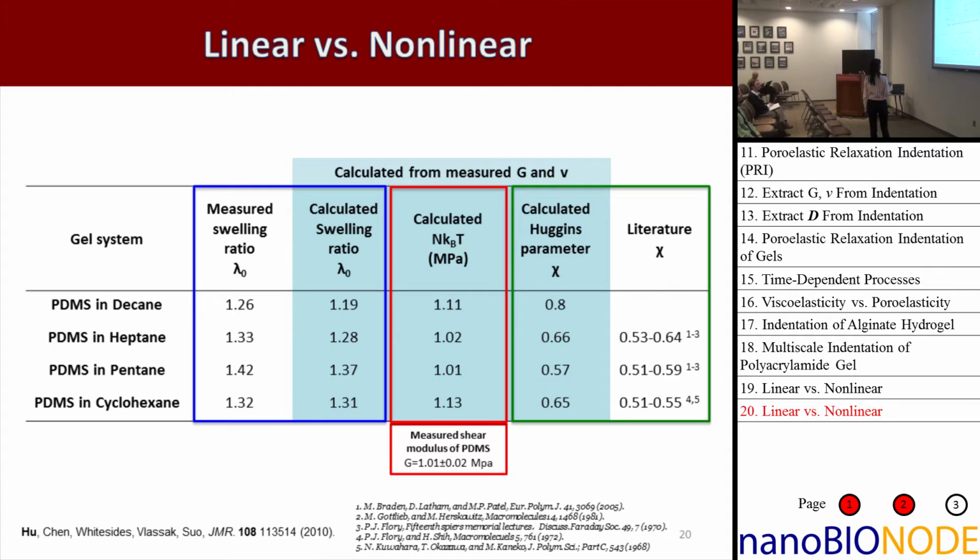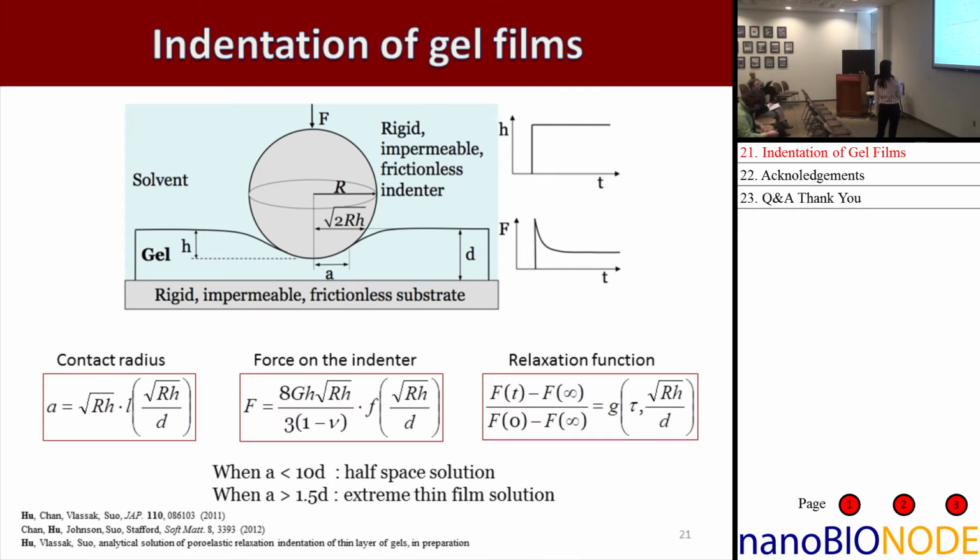And I just want to say a few words. We also developed this theory with the consideration of film thickness, because sometimes you can't make your sample thick, right? We found from numerical simulation that when the contact radius is 10 times larger than the film thickness, you can use my previously presented theory. And when the contact radius is 1.5 times larger than the film thickness, I actually derived the analytical solution for this extreme case. And you can find that solution in our paper.